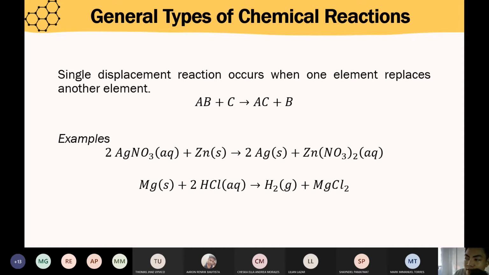In the single displacement, what happens here is that you have your anion. In our case here, the anion is nitrate. It just switches the cation. Before, its cation was silver. Now, its cation is zinc. So it is the anion that switches cations. Maybe it was no longer happy. For example, HCl: Cl's partner is the hydronium ion, but after the reaction, its partner is now magnesium.